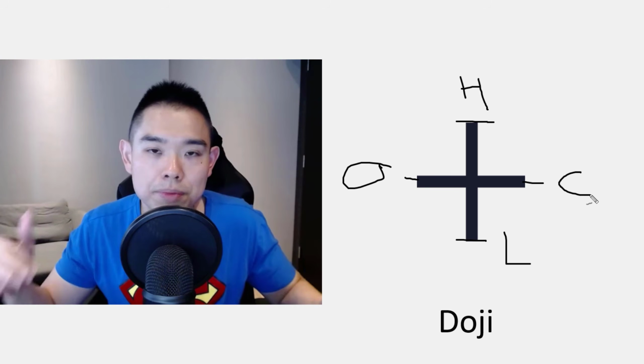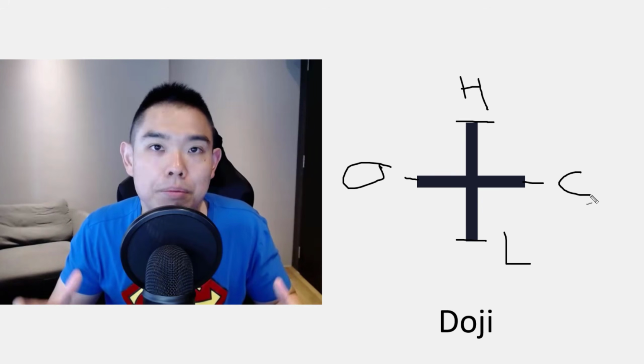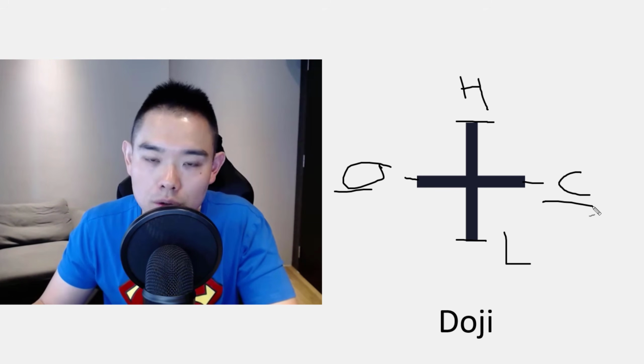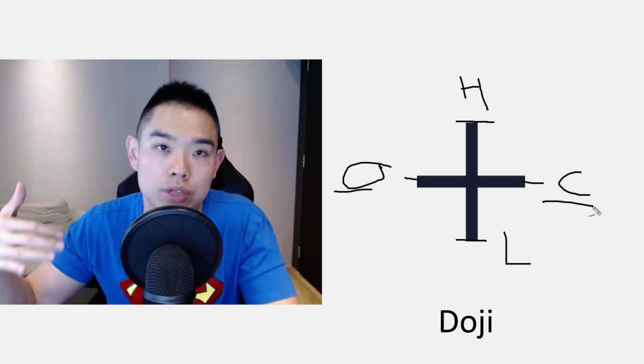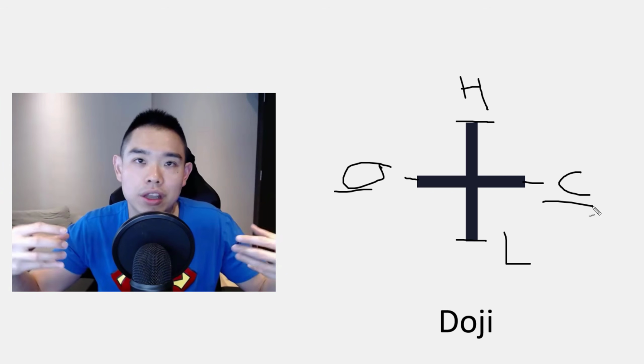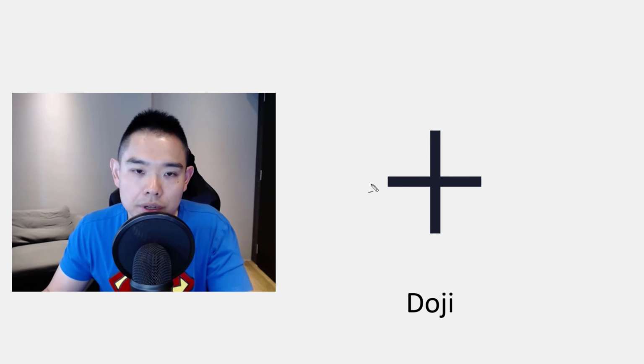So a doji simply means that the opening price and the closing price are the same price point. We still have 4 data points, just that the opening and the closing price are at the same price. So let's say the opening price is $2, and the closing price is also $2. This way, there is no body on this particular candlestick pattern. So what does a doji mean? Again, very simple. This is the opening price.